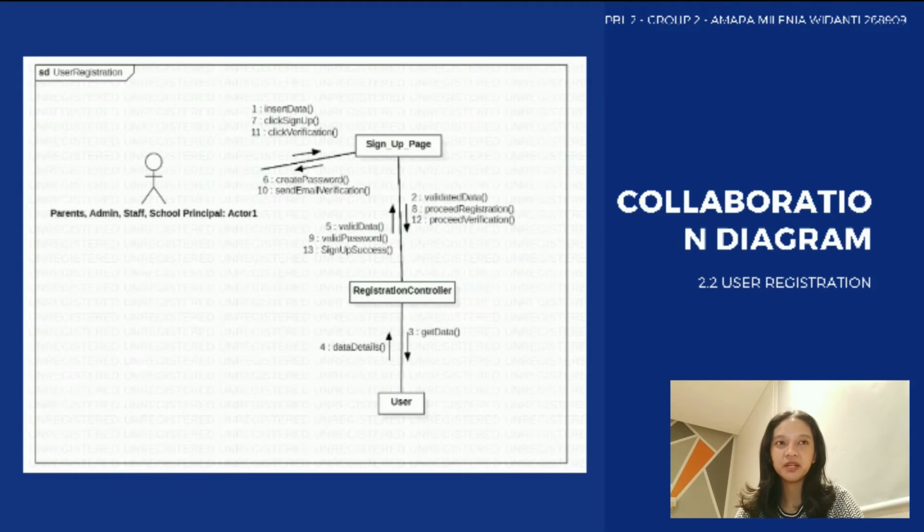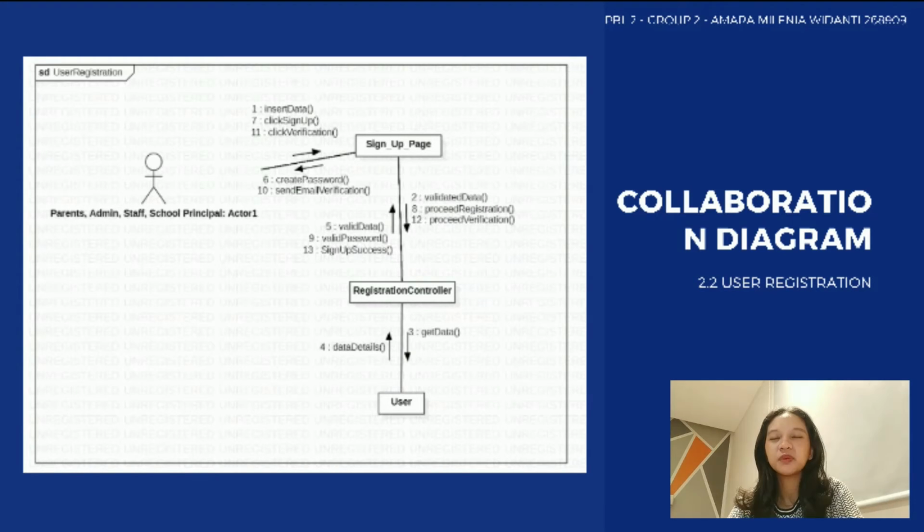Next, I will explain about the collaboration diagram of user registration. In this diagram, we have 3 lifelines and 4 actors. The first lifeline is the sign up page, the second lifeline is the registration controller, and the third lifeline is the user. The actors are parents, admin, staff, and school principal.